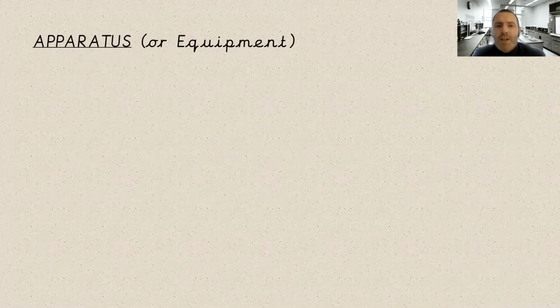We need apparatus. Now, apparatus is a fancy word for equipment. So we write our list of equipment we're going to need. So for example, a force meter when we were measuring forces, or we might need pulleys when we were using pulleys. So think about the equipment you're going to need.